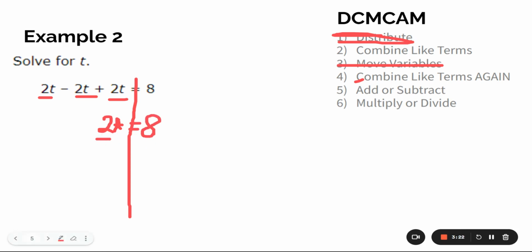Now, since I have 2 times t, I do the inverse, or do the opposite, and I divide by 2. So in the end, t is going to equal 4.